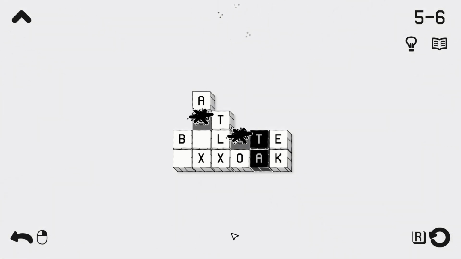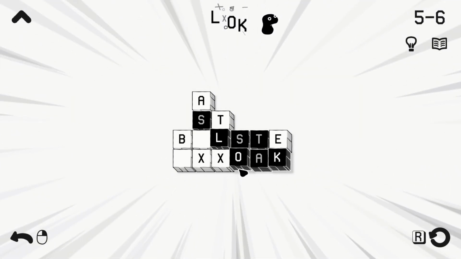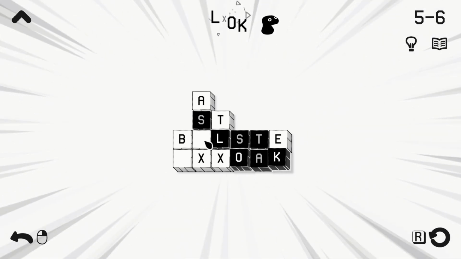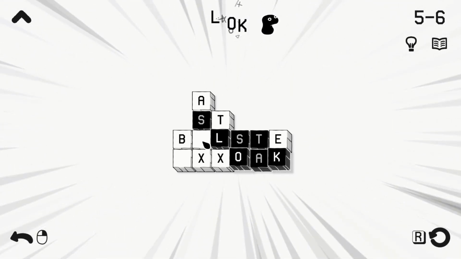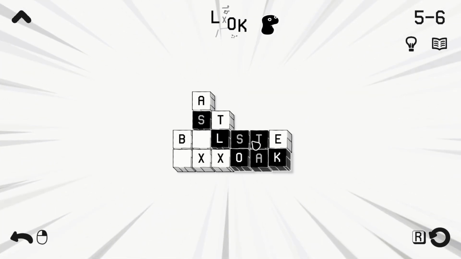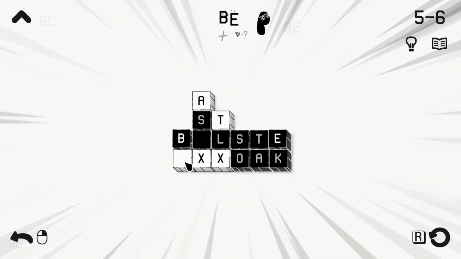I'm thinking the S's probably. Does that help though? Yes, it does. Okay, so it gets me a LOK. I could get rid of one of the blanks with this, which would allow me to hit a B. And I am going to want to do that, and I'll explain why in a second.